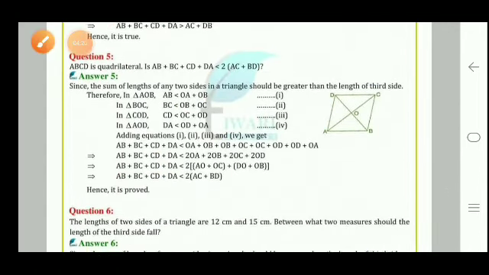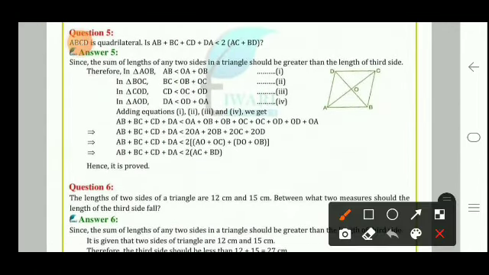Then moving towards question number 5, they are asking that ABCD is a quadrilateral where AB plus BC plus CD plus DA is smaller than twice of AC plus BD. As we know the sum of two sides of a triangle is greater than the third side, we are considering triangle AOB. Now in triangle AOB, OA plus OB is greater than AB, or we can say AB is less than the sum of these two sides. Then in triangle BOC, again OC plus OB is greater than BC.